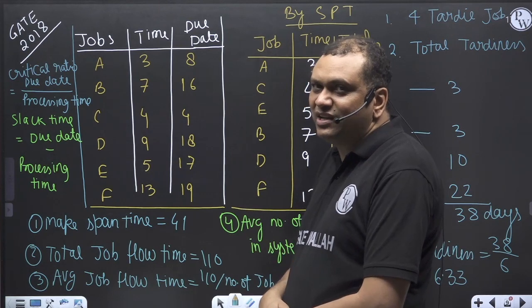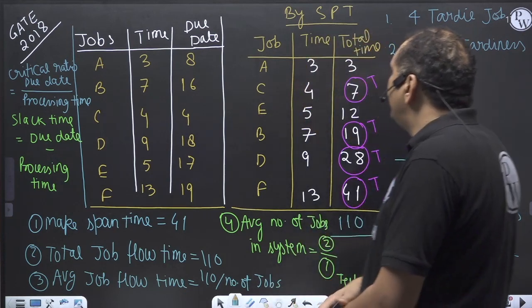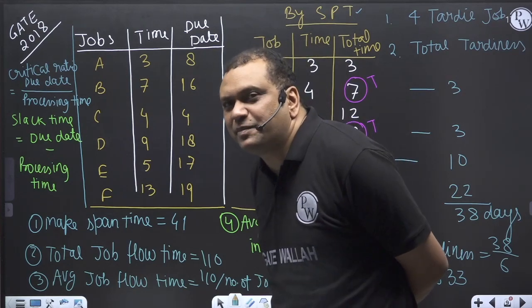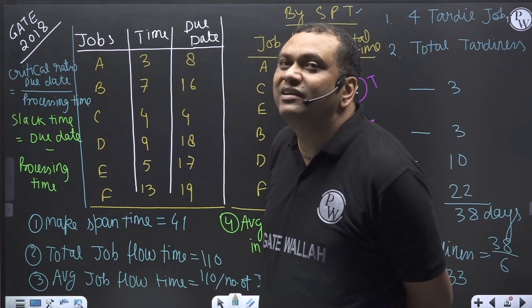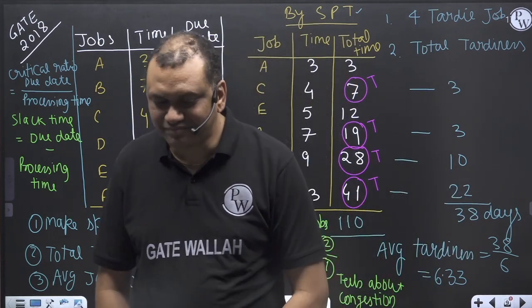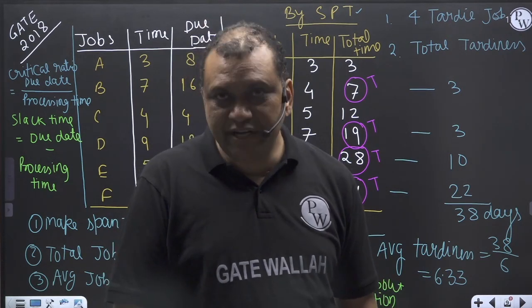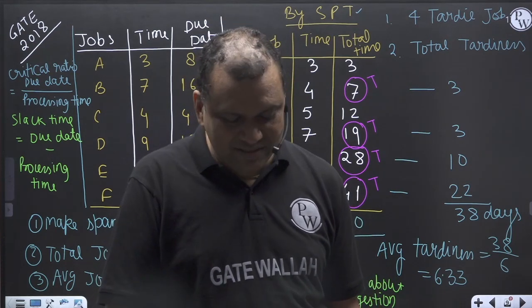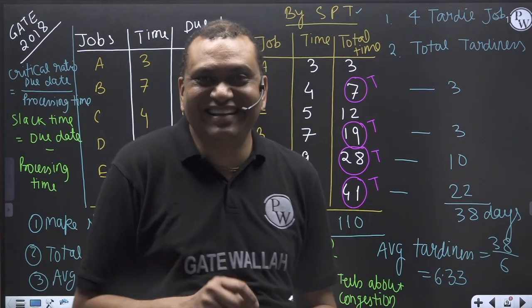So you know what was the question in GATE 2018? If the SPT technique is followed, shortest processing time, how many jobs will be tardy? Tardy means late. That was the question. Okay.